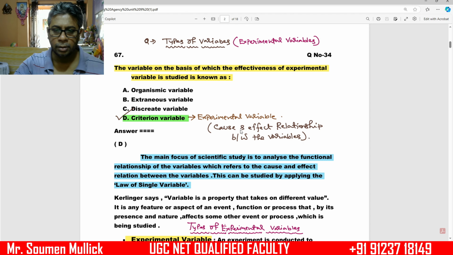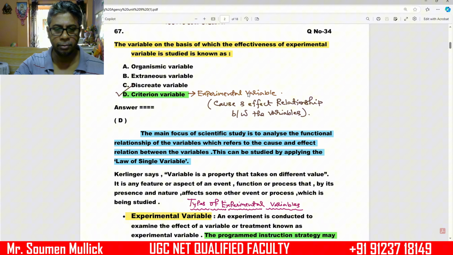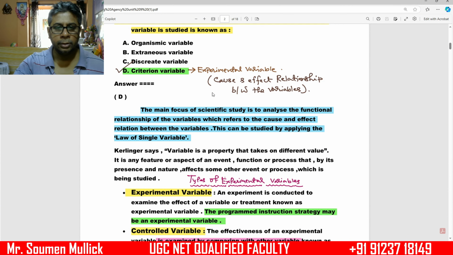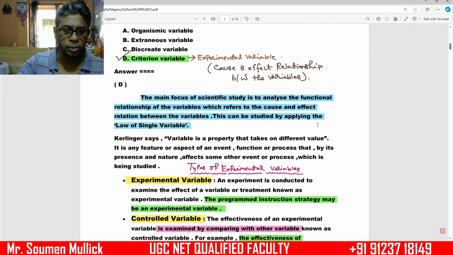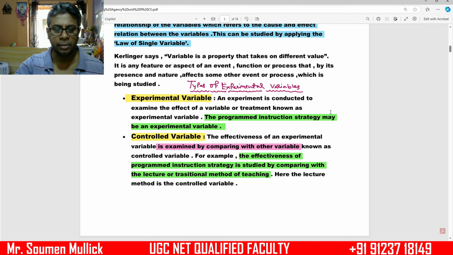Now we have to develop our knowledge regarding the various types of experimental variables. The main focus of scientific study is to analyze the functional relationship of variables, which refers to the cause-effect relationship between the variables. This can be studied by applying the law of single variable. The types of experimental variable: the experimental variable is the variable or treatment whose effect is examined. The programmed instruction strategy may be an experimental variable.